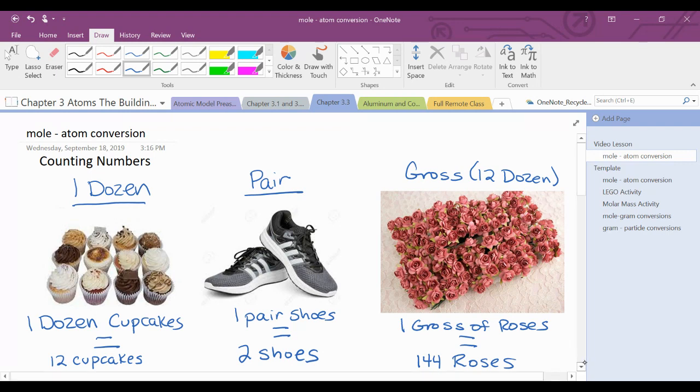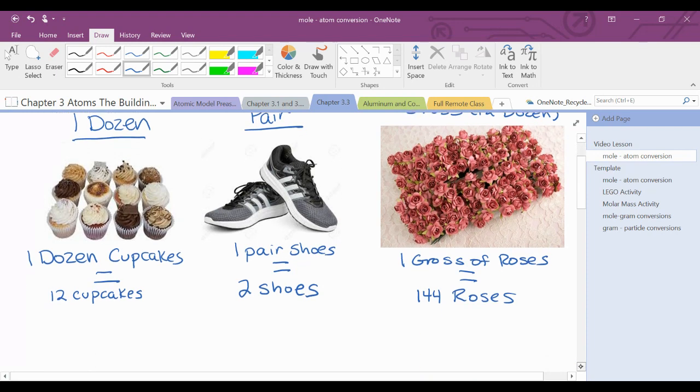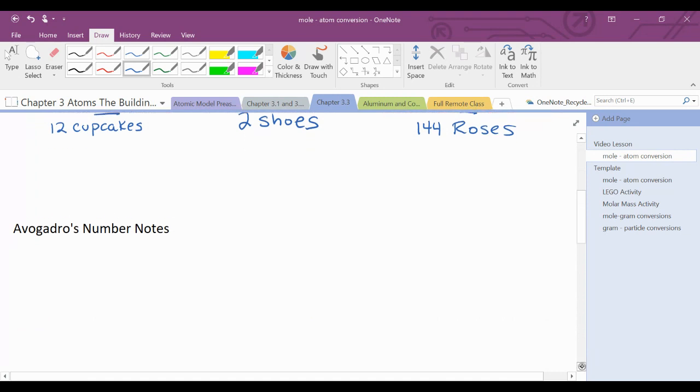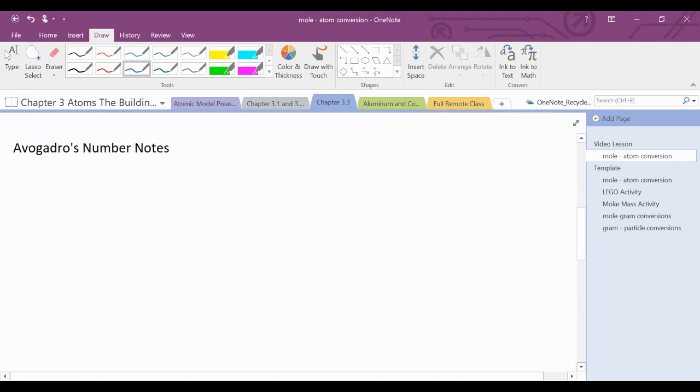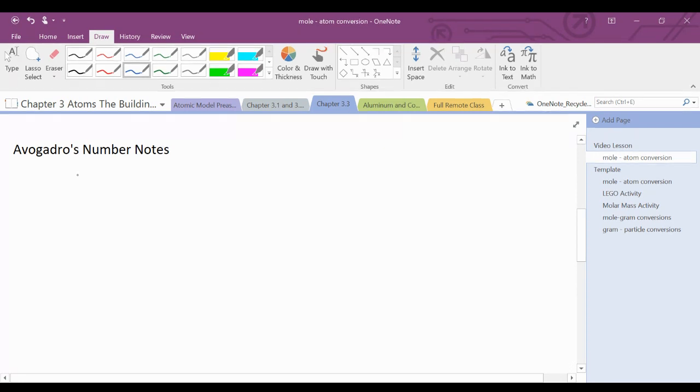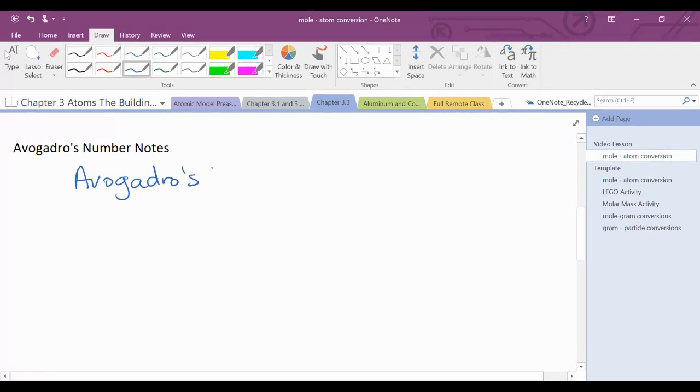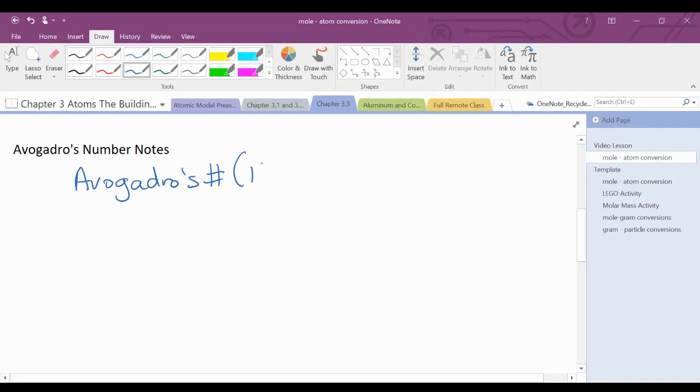In chemistry, these counting units are too small because we're talking about really small particles. We're talking about atoms. We're talking about molecules. And so we can't just talk about 2 atoms or 12 atoms or 144 atoms. We need a much larger counting unit. And so in chemistry, our counting unit that we use is called Avogadro's number, which is the mole.